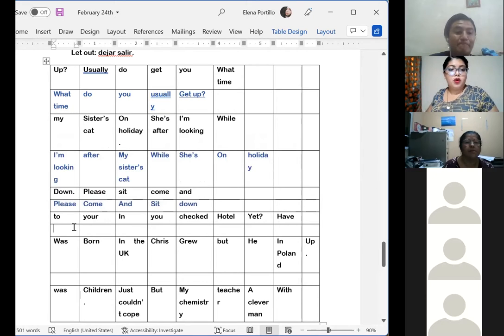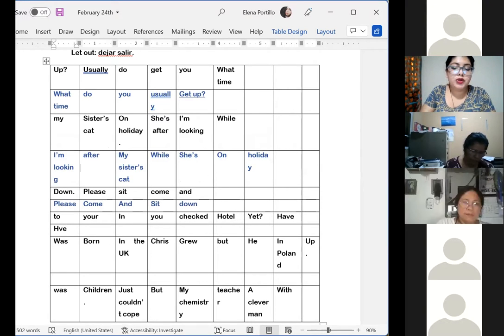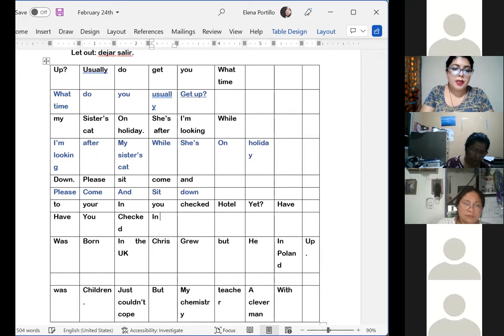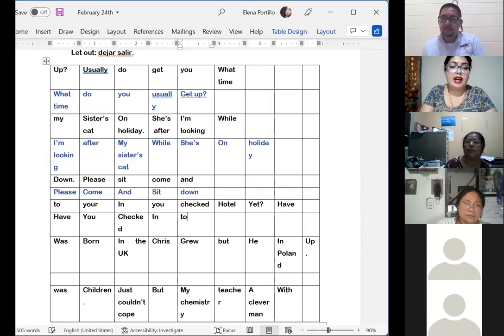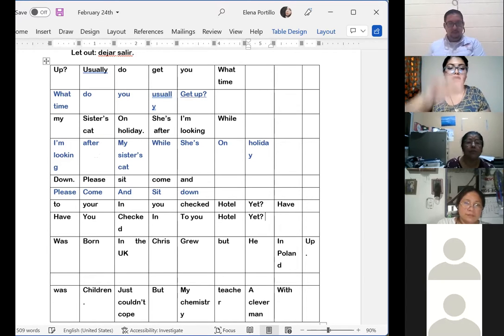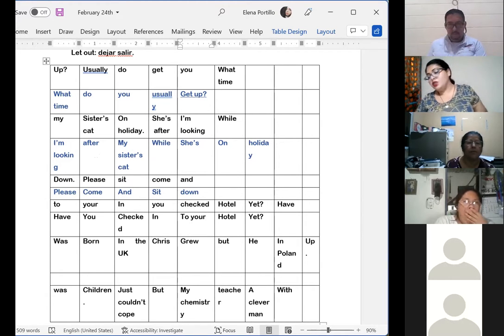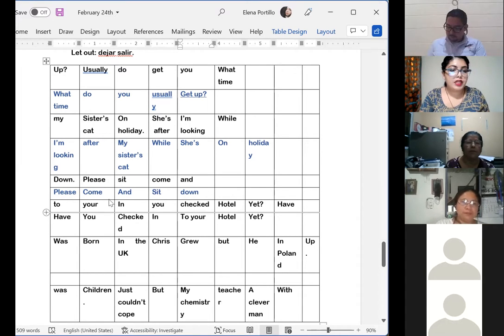Then the number four, no, number three, right? No, this is number four. What is the beginning of this one? Have you, okay. Have you what? Checked. In, right? In your hotel, yet. To your hotel. And someone said, yet. Right? Yet. Have you checked into your hotel yet? Missing something. Okay. Have you checked into your hotel yet? That's good. Then we have the next one.